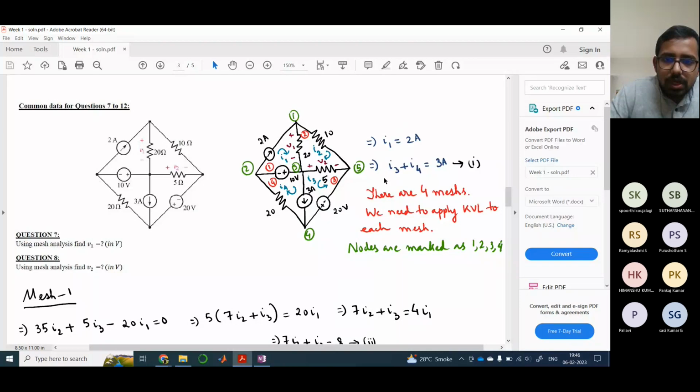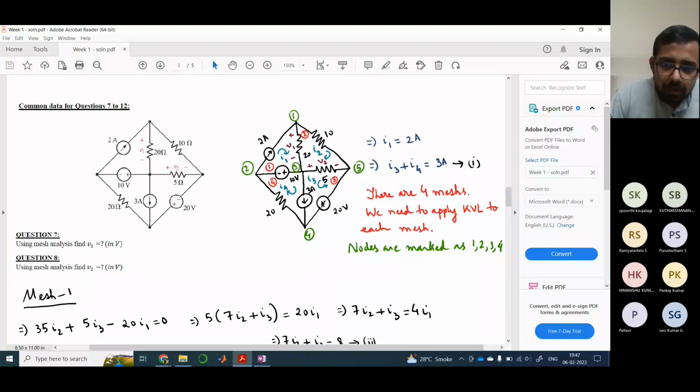Now, the other thing is this. If you look at mesh 3 and 4, I have chosen the direction of I4 as per the minus and plus terminals of the 10-volt source. Minus is here and plus is here, so based on that I choose the direction of current in the clockwise direction. So this is the direction of I4, and of course this is my 20-volt source. Here I have chosen my current direction in the anti-clockwise direction, so I3 is in the anti-clockwise direction.